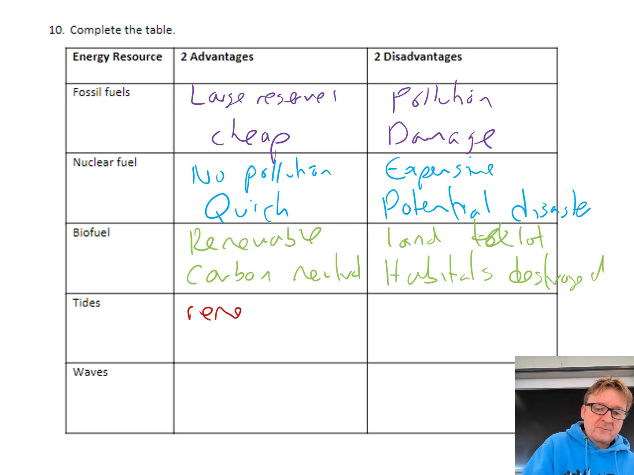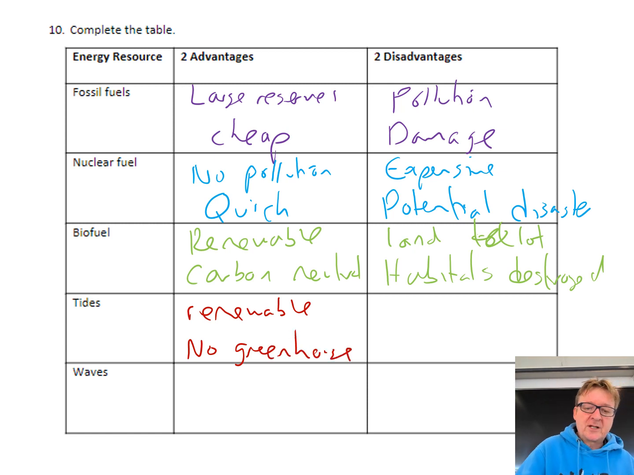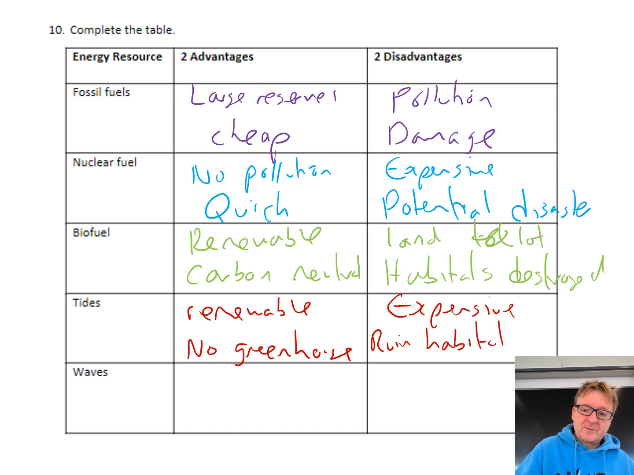Tides: renewable, and there are also no greenhouse gases. That's taking the energy of the tide coming in and the tide going out. It is expensive to make, and it can also ruin habitats, because you've got to build some sort of barrage across a river, and it affects upstream and it affects downstream.